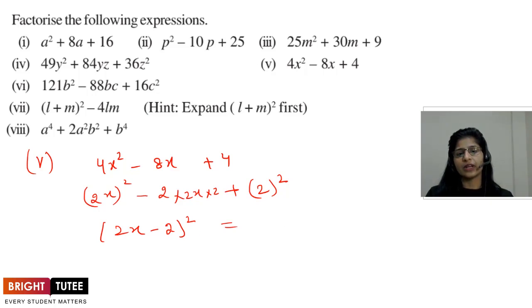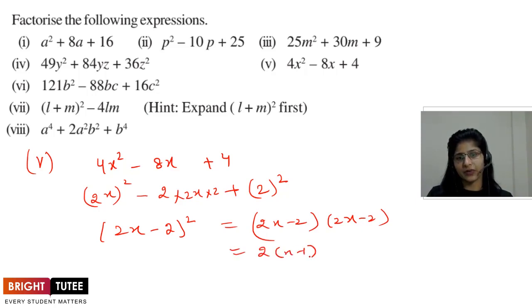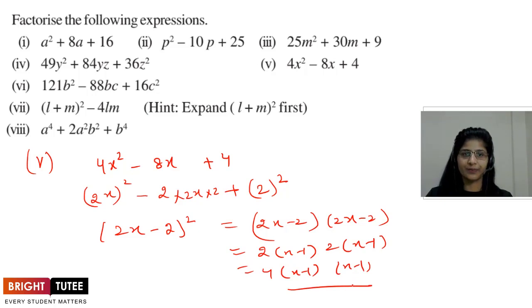We can also say 2x minus 2 and 2x minus 2. You can take 2 common, so you will get x minus 1. So you can also write 4 into x minus 1 and x minus 1. These are the two factors. Clear?